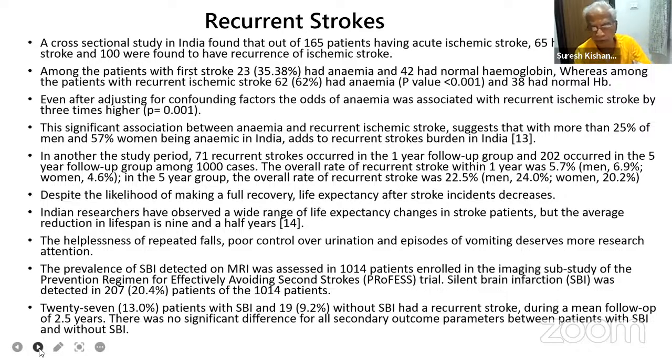Helplessness of repeated falls, poor control over urine and stool passing, episodes of vomiting deserve more attention by the general physicians and investigation by MRI. The prevalence of silent brain infarct among about 1,000 people in a study has shown that 20% of them will have recurrent. Next.